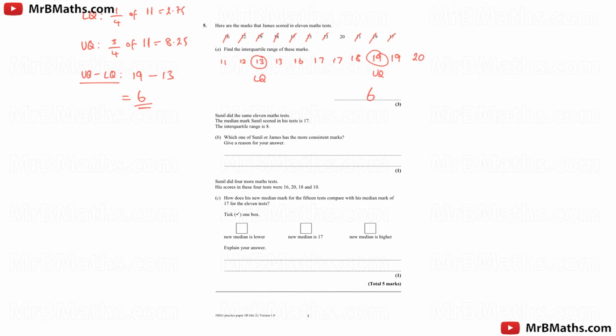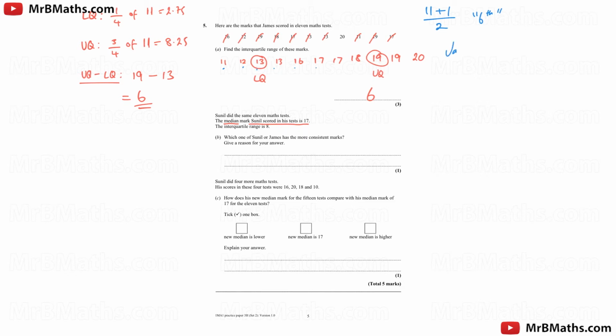Now Sunil did the same 11 maths test. The median mark Sunil scored in his test is 17. The interquartile range is 8. Which one of Sunil or James has the more consistent marks? Give a reason for your answer. So if we just look here, it says the median mark is 17 for Sunil. So let's just double check and see what James is. So if we have 11 data points, if I add 1 to it and then divide by 2 to find the median, that will be the 6th number when they're arranged in ascending order. So 1, 2, 3, 4, 5, 6.